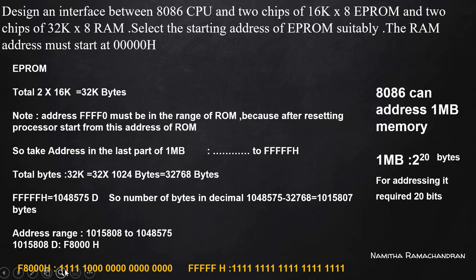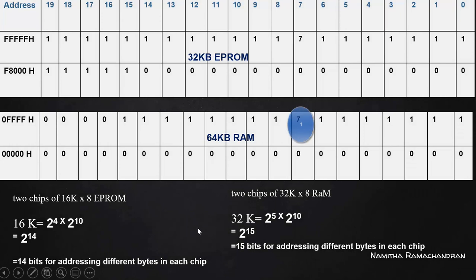This can be represented in binary like this: F using 1111, 8 using 1000, and 0 as 0000, and the remaining F's can be represented like this in binary. That is a total of 20 bits. So this is the address range of the EPROM. Now consider this.